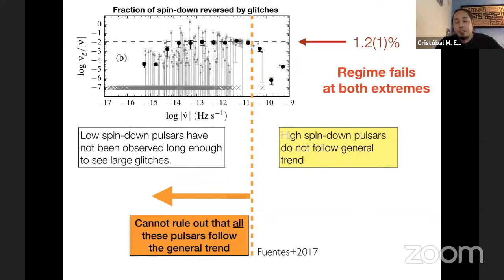However, the pulsars to the right-hand side of the orange vertical line, there's something intrinsically different. They don't seem to follow this trend. And that's something that is not understood. The Crab pulsar is one of the best examples of that.